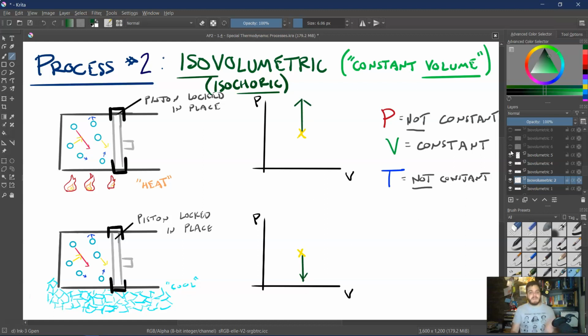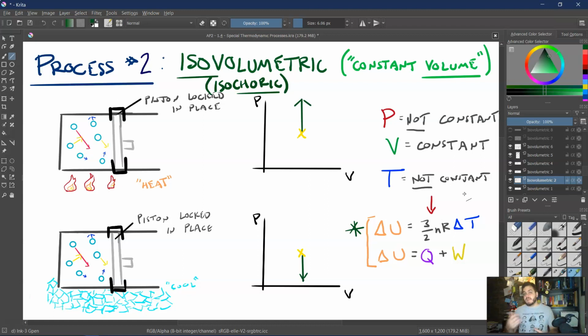And once again, if the temperature changes, that lets us know that the change in internal energy is going to change, and we can use the equation 3/2 nR delta T. So once again, we can use this delta T with the graph to determine the delta U. Now let's look at this last part. Delta U equals Q plus W.